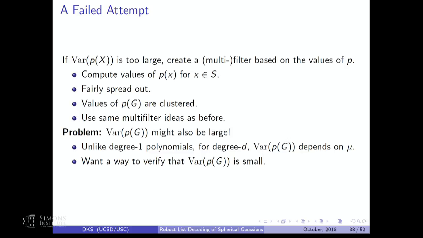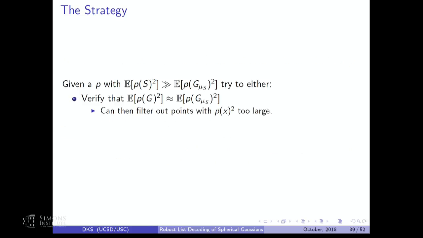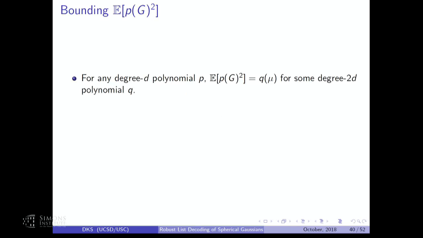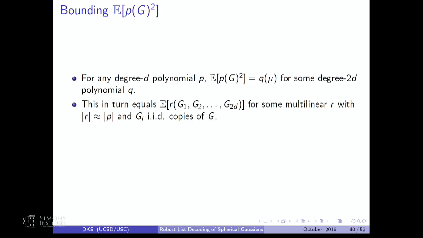Now, I'm told that I'm short on time, so I'm going to probably skip a lot of this. But what is the very basic idea? We'd like to be able to verify, basically, that the expectation of the square of our polynomial isn't too big. And the expectation of p squared of our Gaussian is some polynomial q of mu, where q is some polynomial in the true mean mu. The thing that allows us to get this to work is that this in turn equals the expectation of R of G1 through G2d, where R is a multilinear polynomial, and these Gi are independent copies of G.